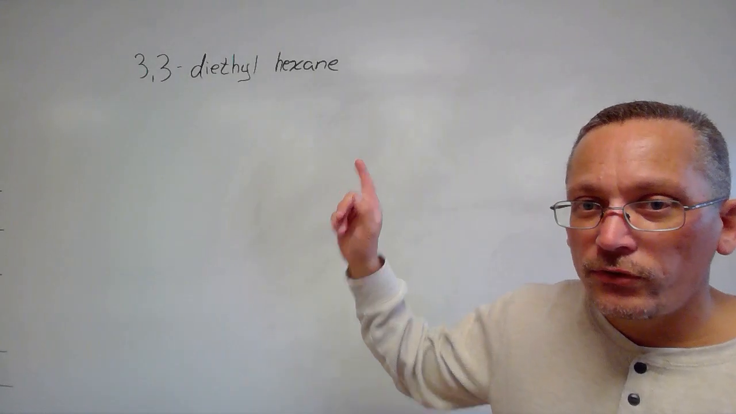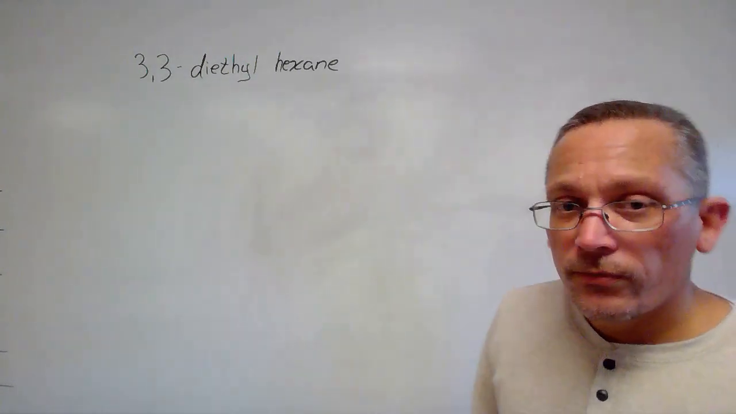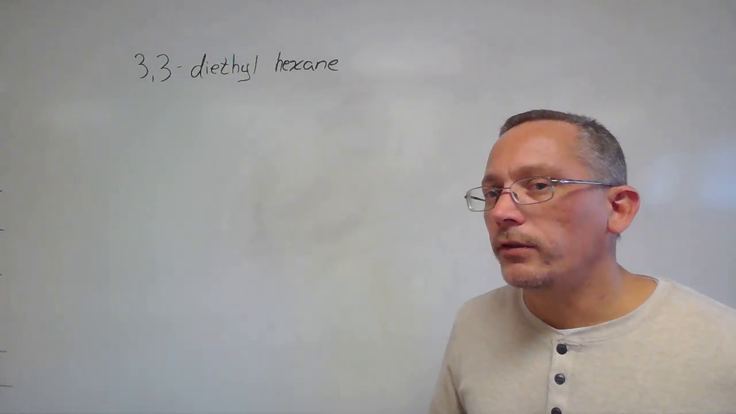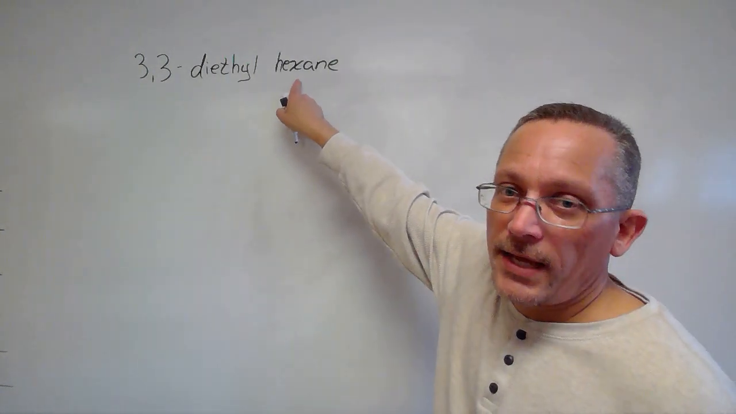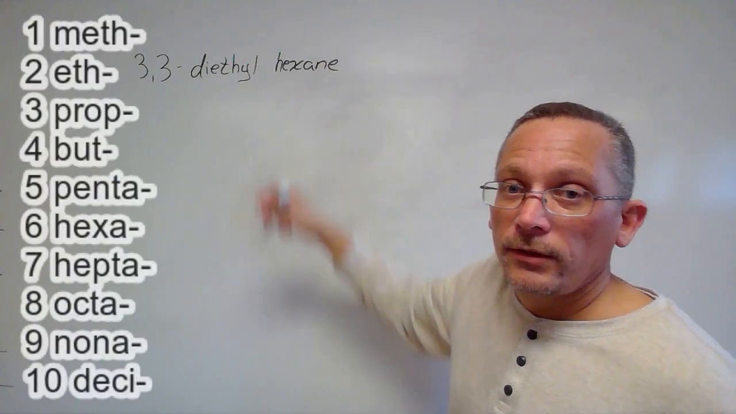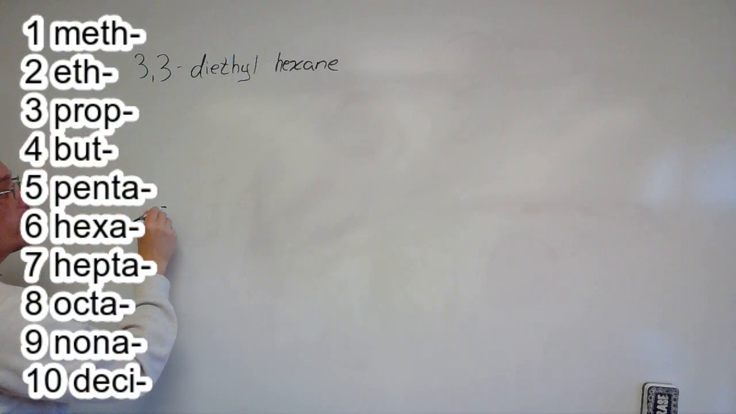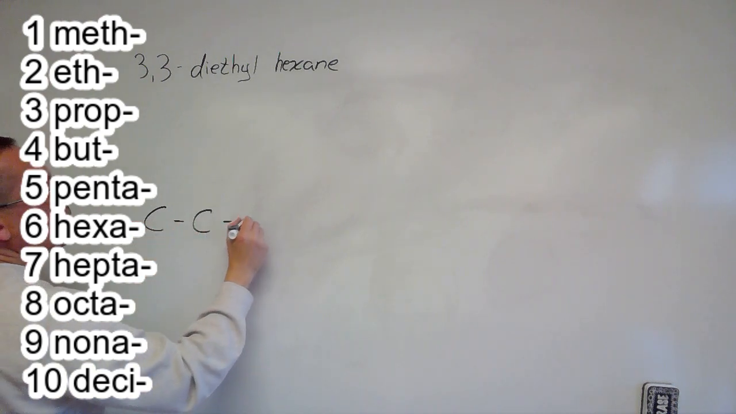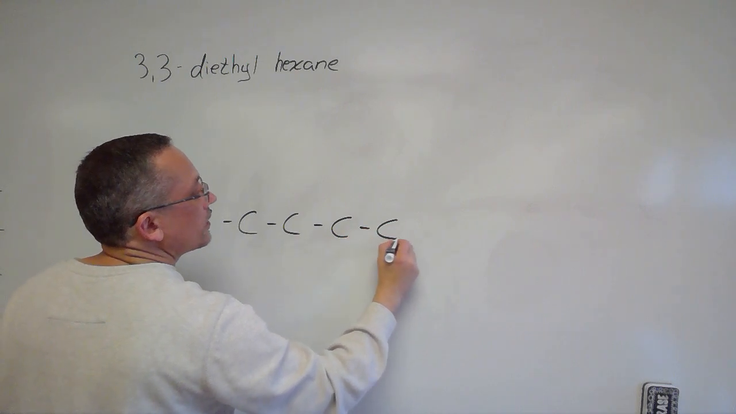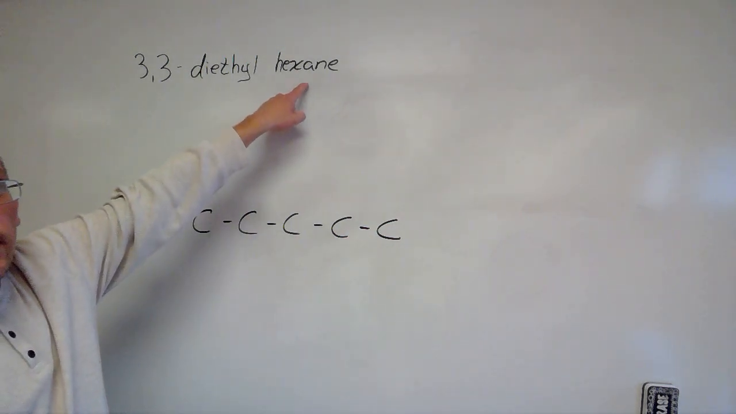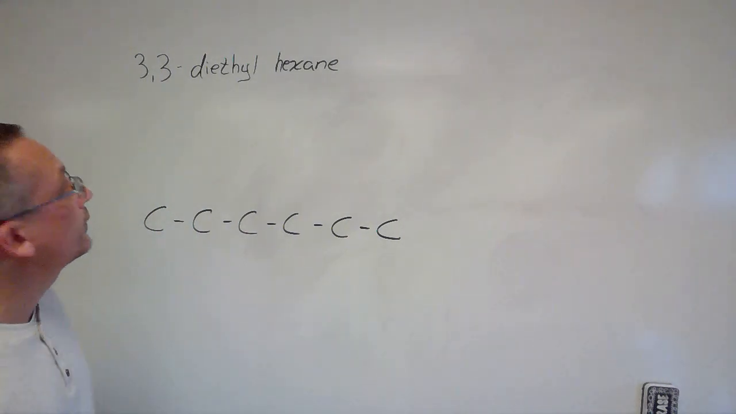How about this one? Can we draw 3,3-diethylhexane? Okay. First, let's do the Lewis structure, and then we'll do the skeletal structure. Let's start with our main chain. Our main chain is hexane. So I need hex, meaning 6 carbon atoms. So let me draw that first. 1, 2, 3, 4, 5, 6. And ane tells me that there are only single bonds in this one. There are no double or triple bonds.